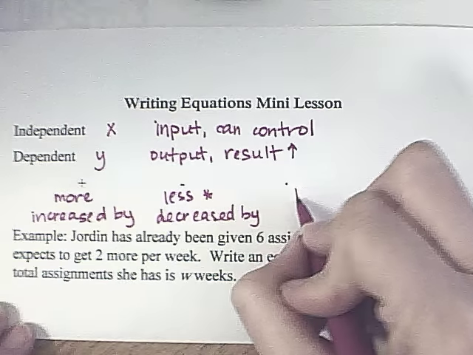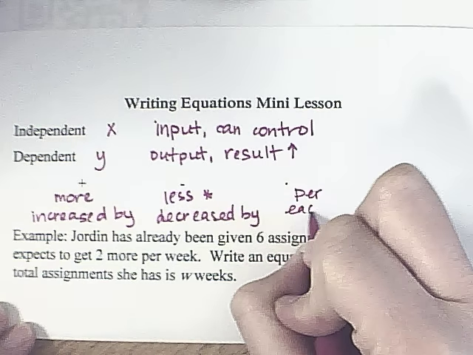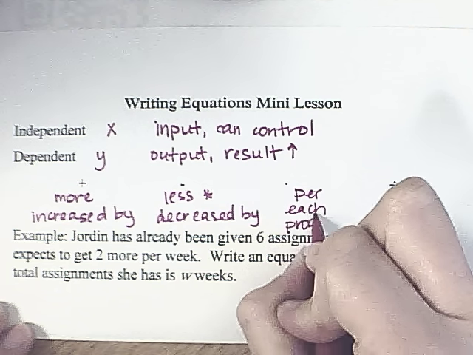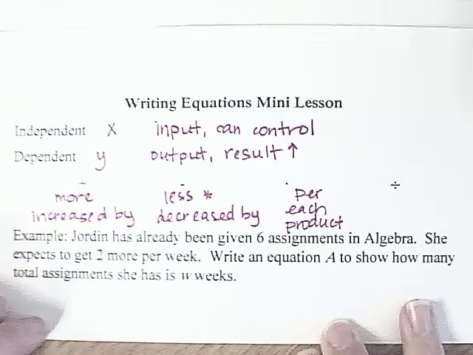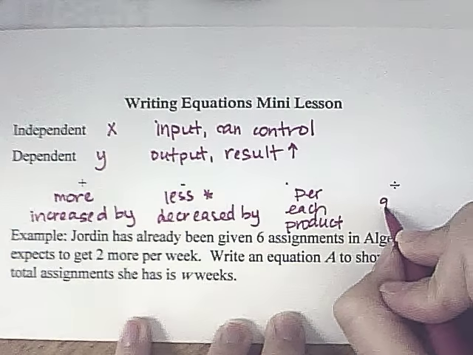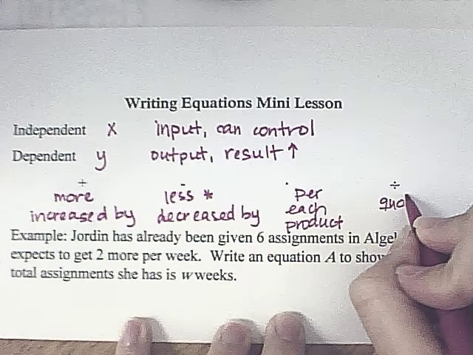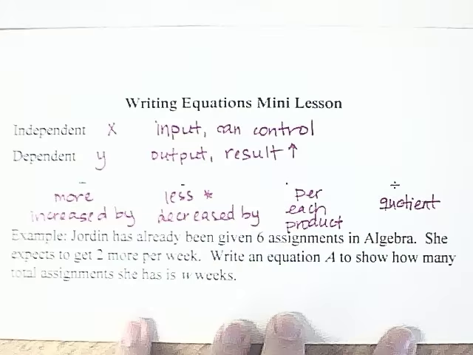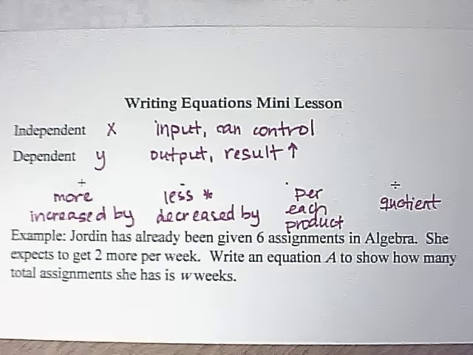If I'm multiplying, you might see words like per, each, or the product of two numbers. And then last common is if we're talking about dividing. You might see divided by or even quotient of two numbers. Let's take a look at this specific example.